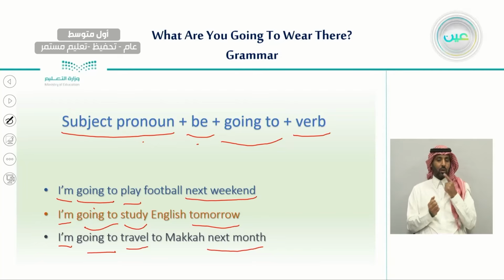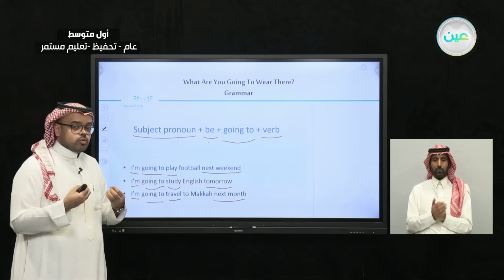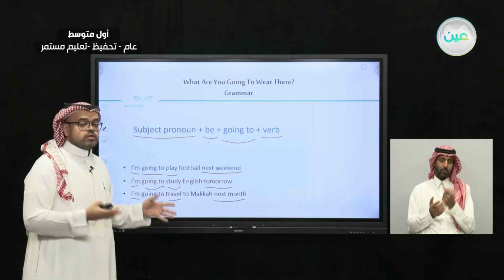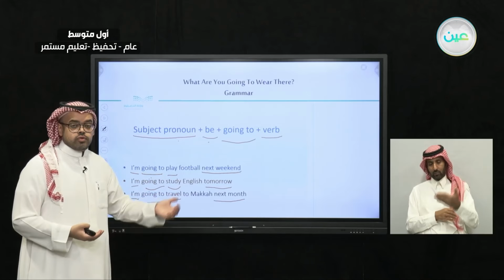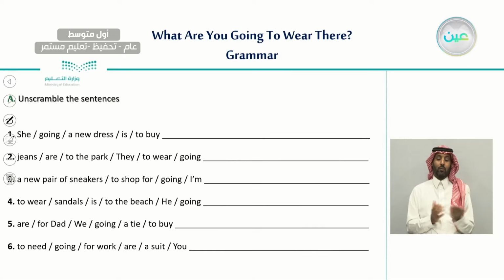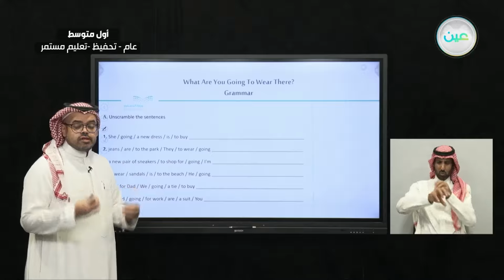So next week, you can mention the time expressions when you are talking about the things you want to do in the future. So now let's move on to the first exercise we have for today. Here we have six sentences, and what we need to do is unscramble these sentences.